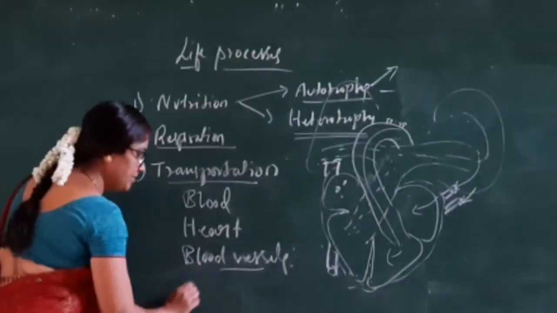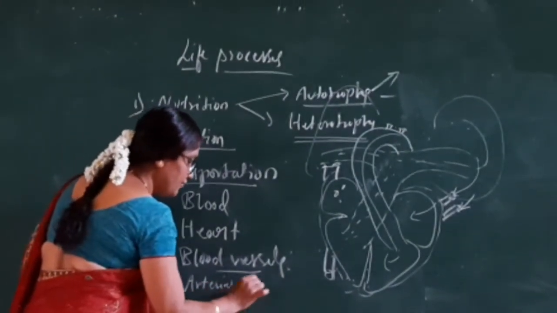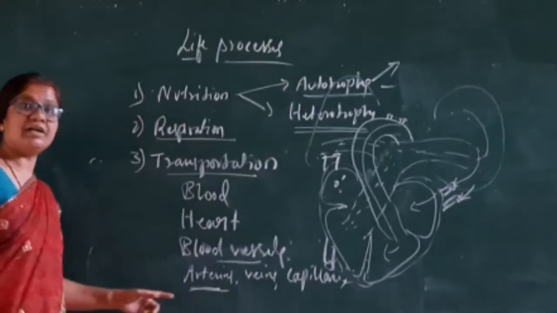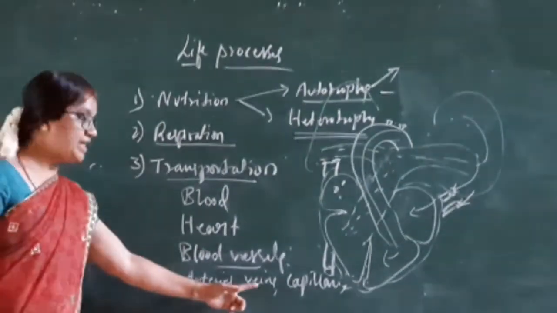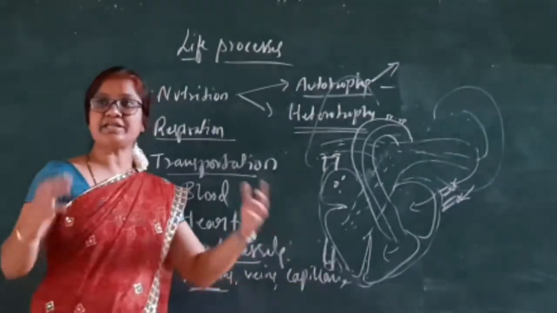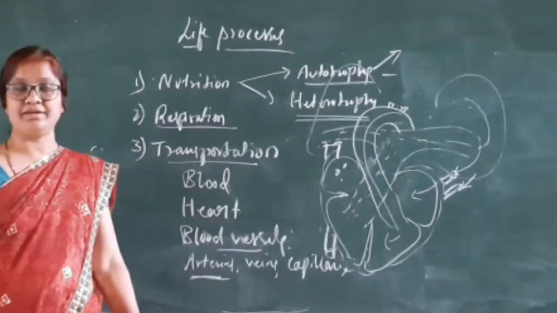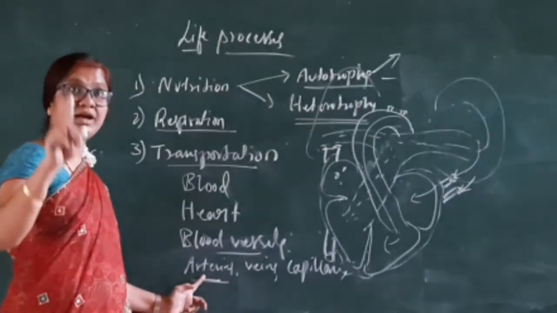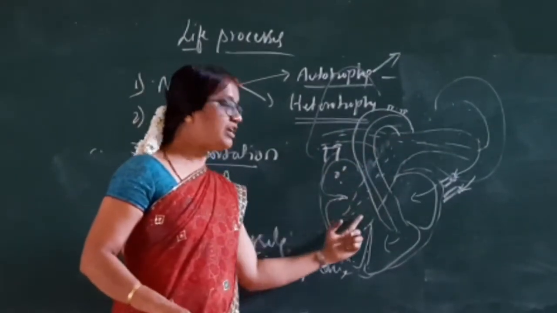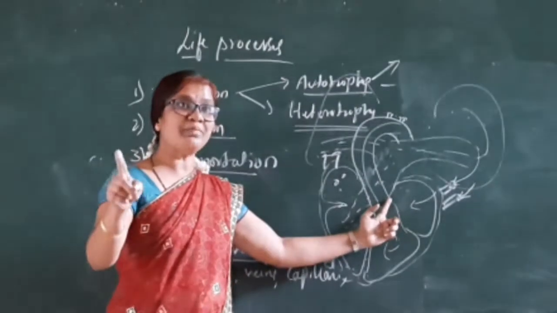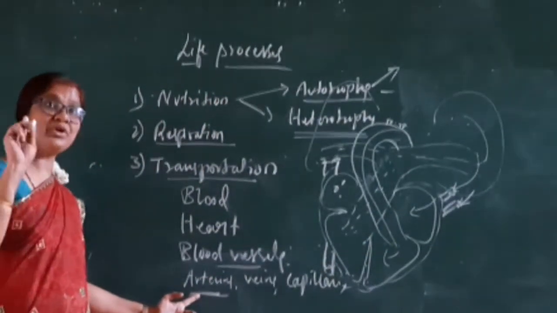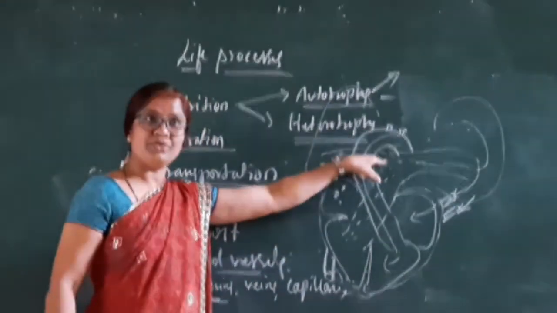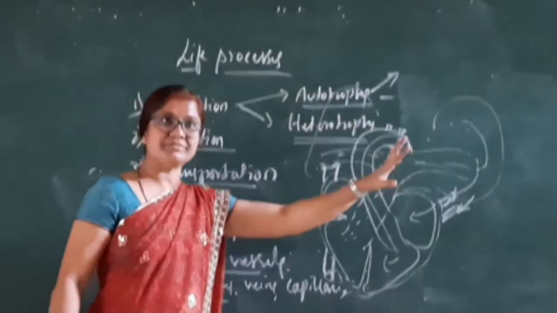And blood vessels are three types: arteries, veins, and capillaries. Arteries carry pure blood, veins carry impure blood, capillaries are connected to each and every individual cell. But there are two exceptional cases: arteries carry pure blood except the pulmonary artery. What kind of blood does the pulmonary artery carry? Impure blood. Right? But all arteries carry pure blood, so this is the exception.